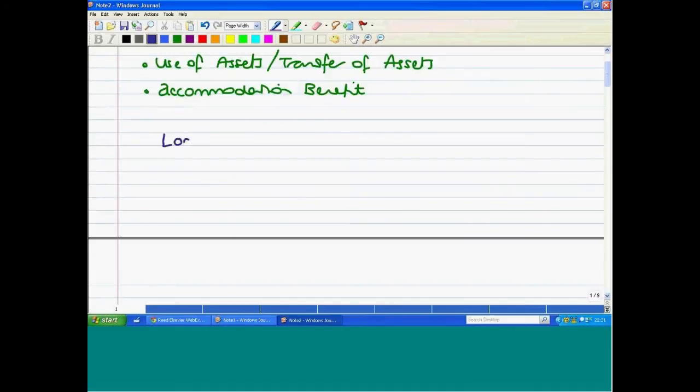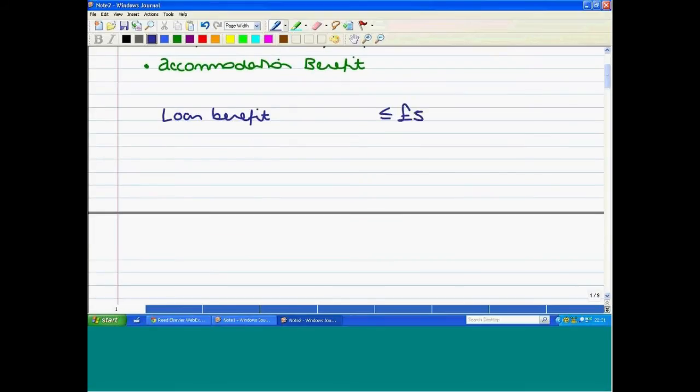And the first thing I just want to mention is that loan benefits are not actually applicable if our loan is, of course, less than or equal to £5,000. So as long as during the tax year we don't owe more than £5,000, we don't actually have a taxable benefit, and instead that would be exempt.